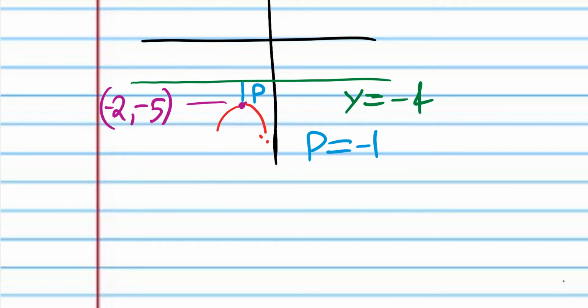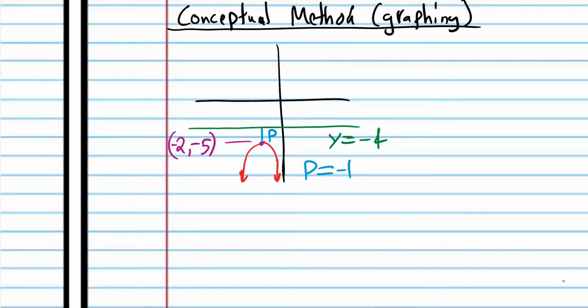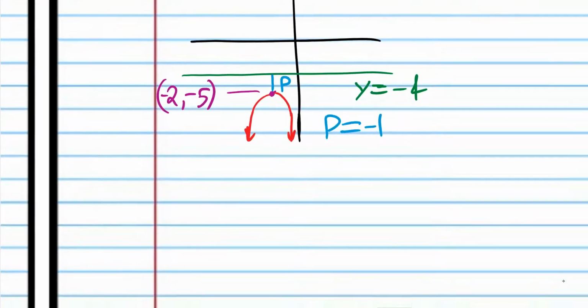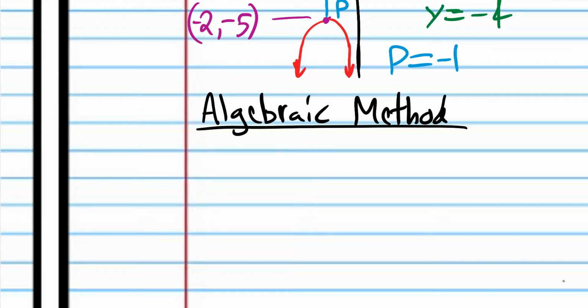So that was the conceptual method, and you can use either method. You don't have to watch me show you both methods. You can skip forward. But I'm going to show you the algebraic method also. So we have y. The equation of the directrix is y is equal to the y value of the vertex minus p.